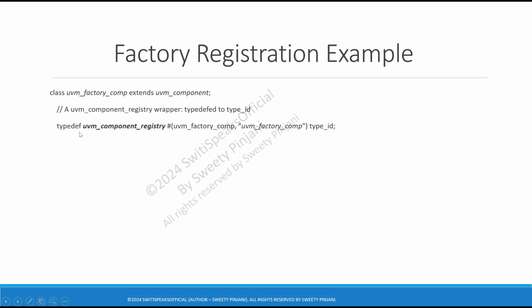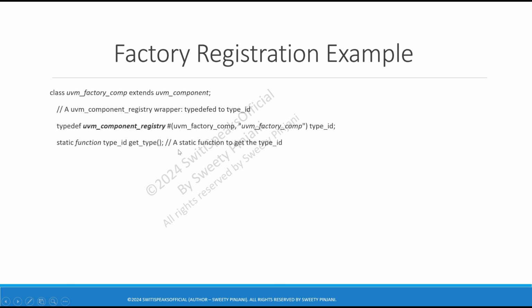This is typedef, and as we said, it is uvm_component_registry. This is uvm_component_registry, and these are the ID and name. I am using the same ID and same name, uvm_factory_comp. This is the ID and the name, and type_id. This syntax you have to follow as it is. Only the ID and name you can give whatever you need, but this syntax you should follow as it is. That is how it should be in UVM. The syntax is fixed by the UVM.